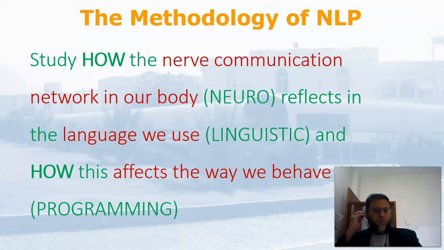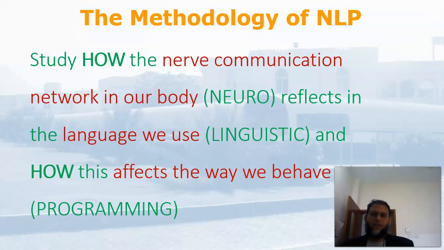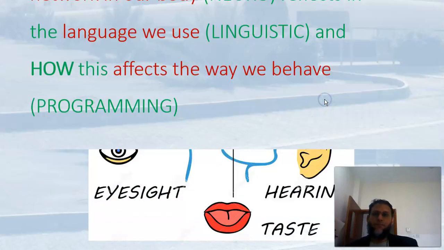The NLP methodology comprises three things. One is the study of the brain. Another is the study of the language which we use. The language, in the sense not of its literal meaning, but how we use the language to convey the delivery, and how it is going to affect your behavior. So ultimately we are trying to program our behavior with the help of two things: the brain and your language.